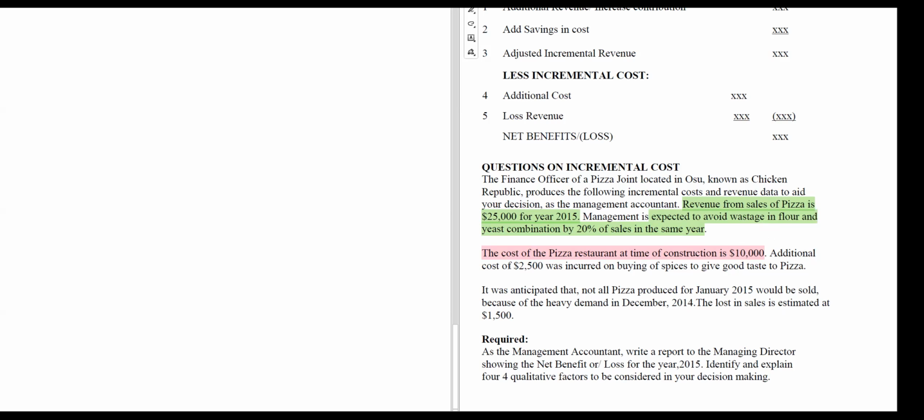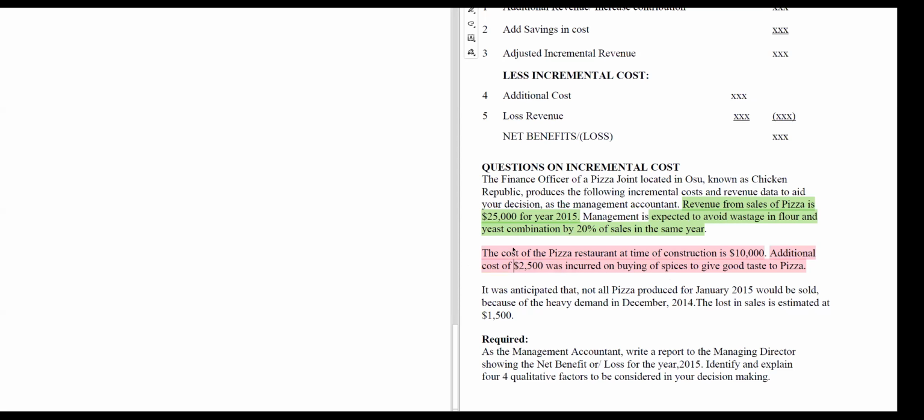They said an additional cost of 2,500 was incurred in buying spices to give taste to the pizza. Relevant or irrelevant? Relevant. The word there was what? Additional, please. You must open your eyes in questions. They said additional cost. What is another word for additional? Incremental. So we will incur an additional cost of 2,500 to buy spices. Is it relevant or irrelevant?